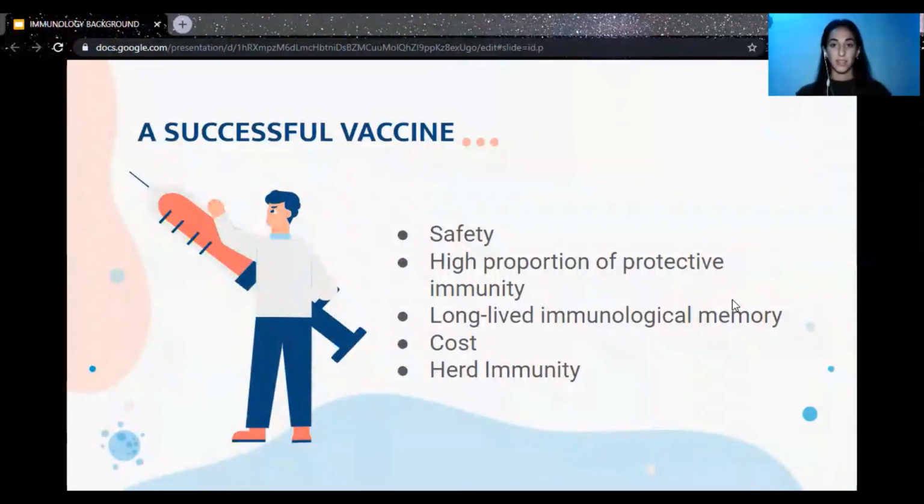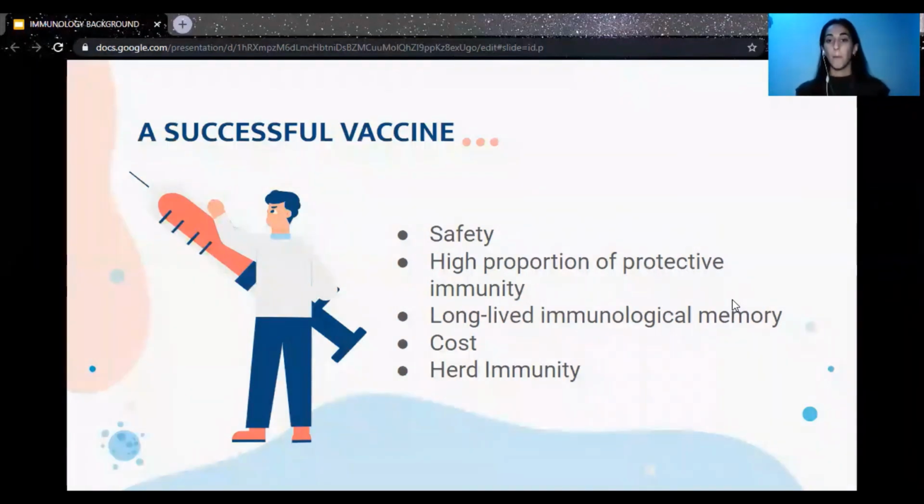A successful vaccine must possess several features in addition to its ability to provoke a protective immune response. First, it must be safe. Vaccines must be given to huge numbers of people, relatively few of whom are likely to die or sometimes even catch the disease that the vaccine is designed to prevent. This means that even a low level of toxicity is unacceptable.